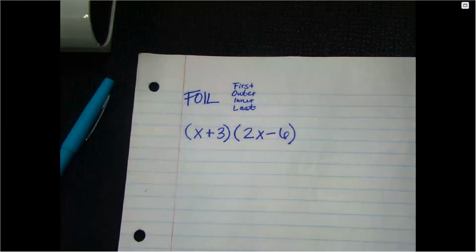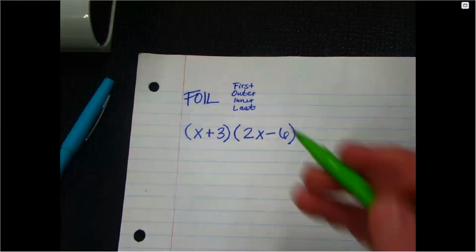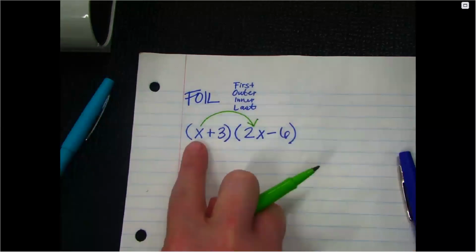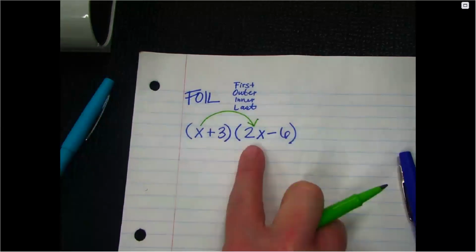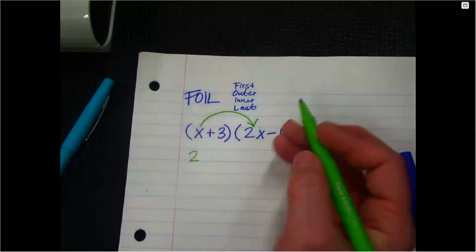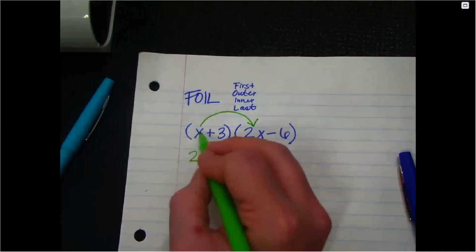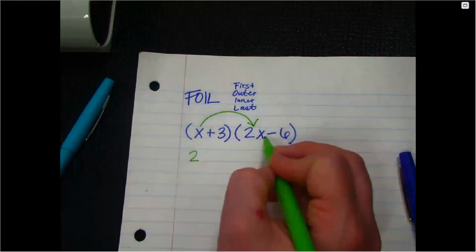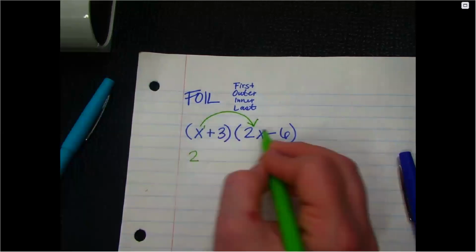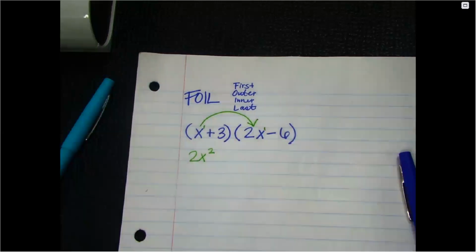First, outer, inner, last. So x times 2x is first. I'm picking the first thing in this set of parentheses, and I'm multiplying it by the first thing in this set of parentheses. So what is x times 2x? That would be 2, because 2 times 1 is 2. What's the rule for multiplying like bases? You add the exponents. So this is to the first power, this is to the first power, so it's going to be x to the second power. When you multiply like bases, add exponents. So this is x to the first, that gives you x to the second.